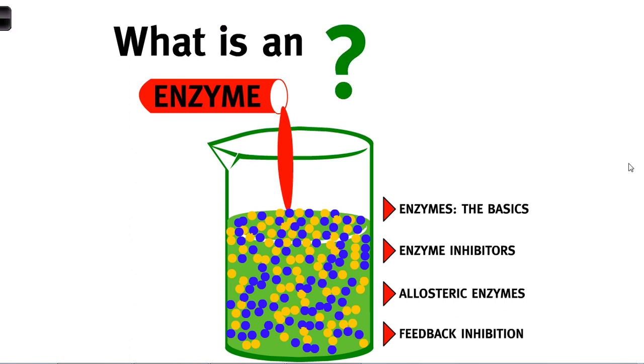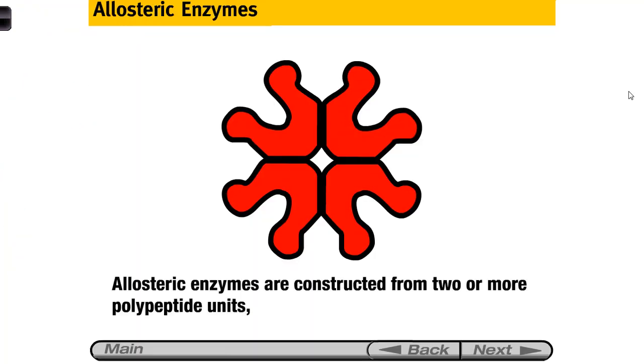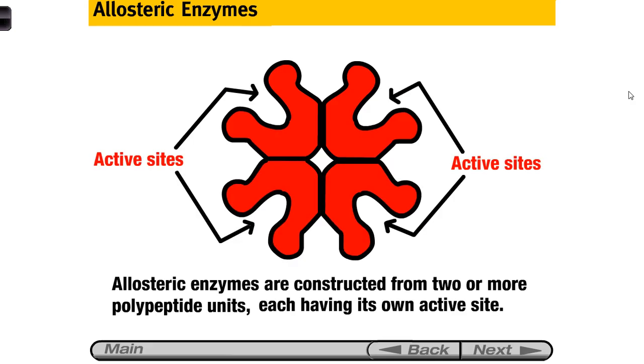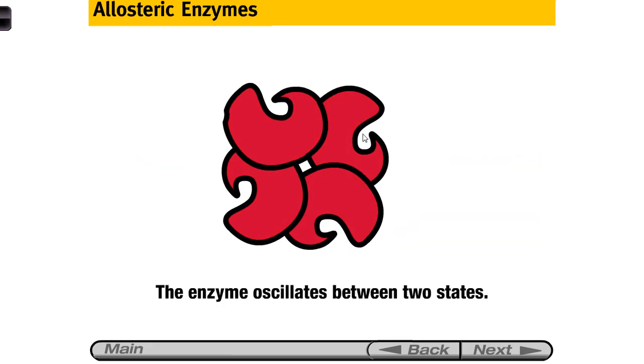Okay, in this tutorial I'm going to use this animation here to talk to you about allosteric enzymes. So let's get started. An allosteric enzyme is an enzyme that's constructed of two or more polypeptide units, and each unit has its own active site.